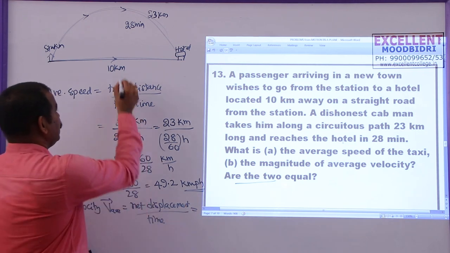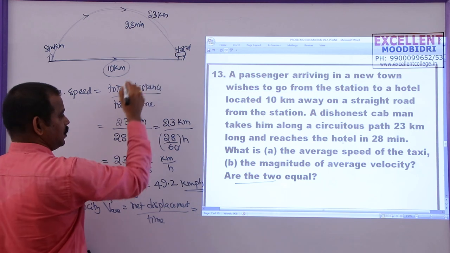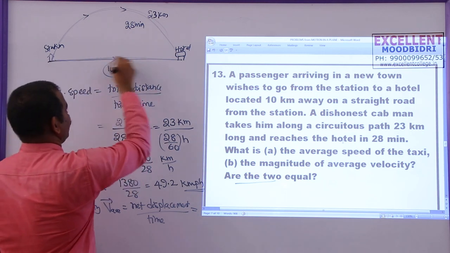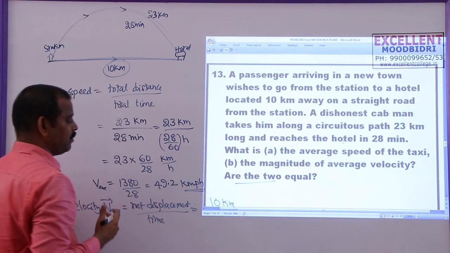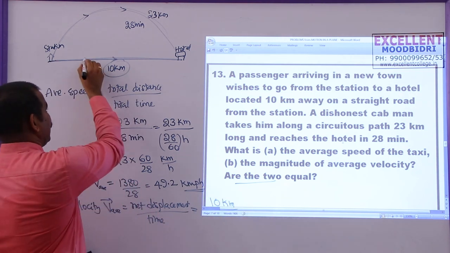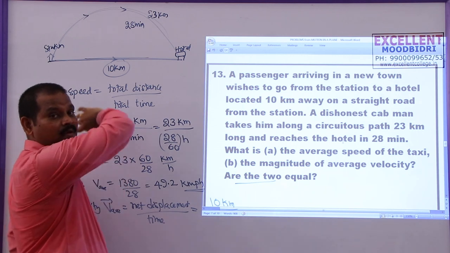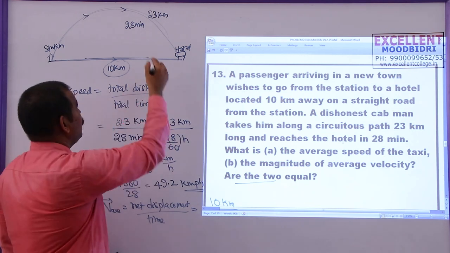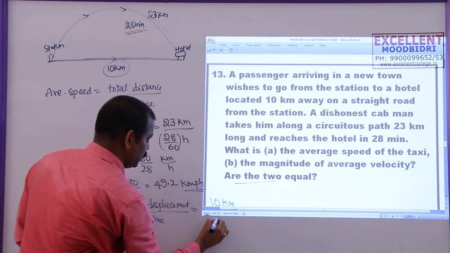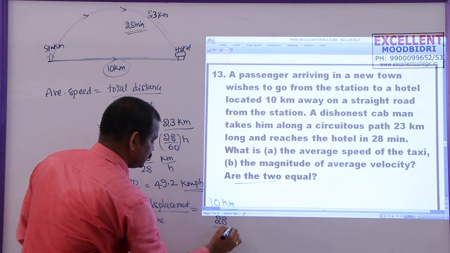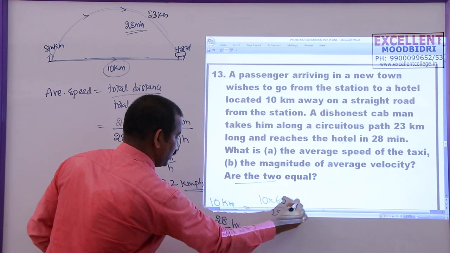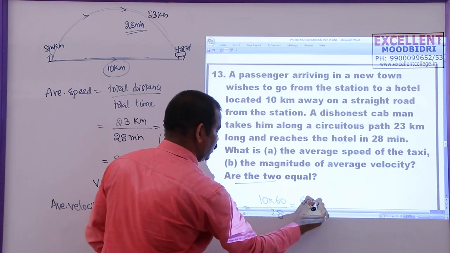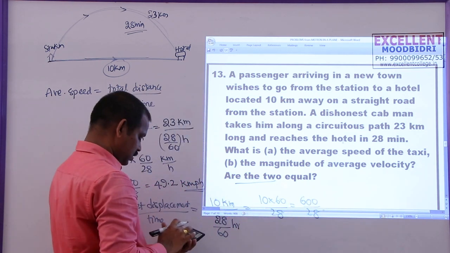So what is the net displacement in this case? Here he traveled only 10 kilometers, even though he is traveling in a circular path. So we have to take only this one, 10 kilometers. But what is the time taken? Here he is not traveling along the straight line, he is traveling in a circular path. But here we need to take 28 minutes only. So 28 by 60 hours. So this is 10 into 60 by 28. This is 600 by 28.